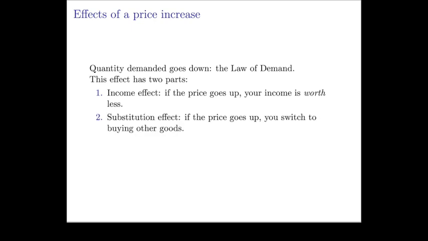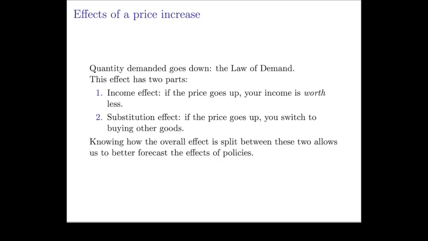The second effect is what's called the substitution effect. If one of the prices goes up, but the other prices remain constant, then you're going to buy other goods rather than the good whose price went up. So you're going to substitute away from the good that got more expensive to the goods that didn't get more expensive. So that's called the substitution effect. Knowing how the overall effect is split between these two would allow us to better forecast the effects of various policies.